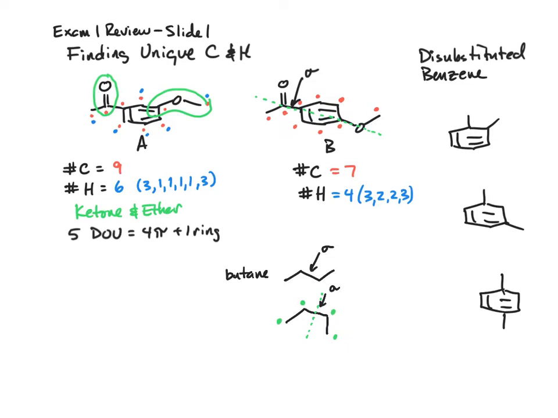Yeah. Can you draw out the hydrogens using the blue dot? Yes. So there's 3 right there. Okay. There's 1 and 1, so that gets that set of 2. There's that second set of 2, and then there's 3. So this also has the same ketone and ether.